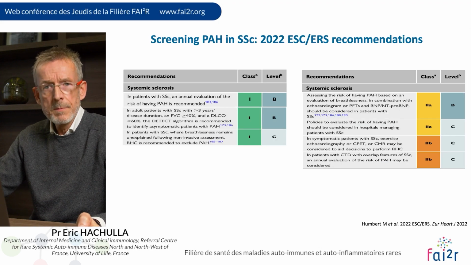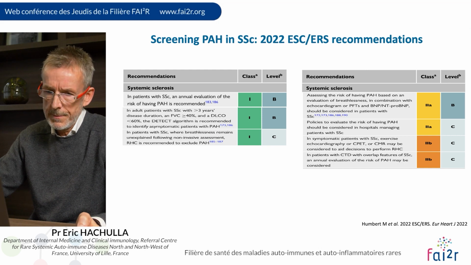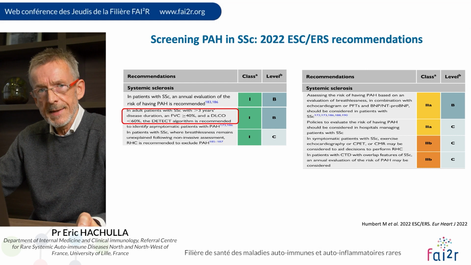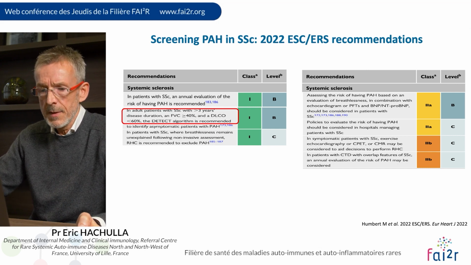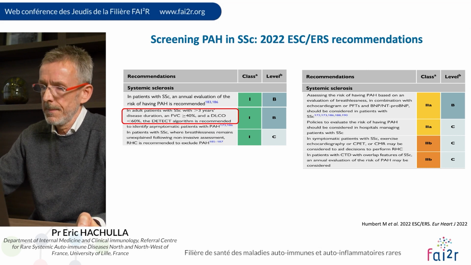What are now the recommendations for the screening of PAH in scleroderma patients? In patients with scleroderma, a yearly evaluation should be performed, using the DETECT algorithm, in case of scleroderma evolving more than 3 years, in case of DLCO lower than 60% and FVC above 40%. In that case, use the DETECT algorithm.